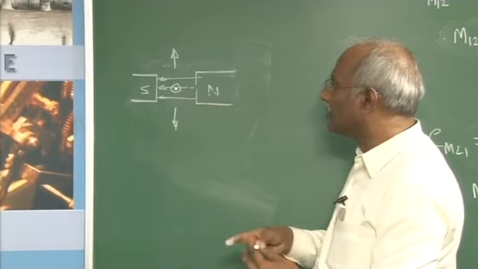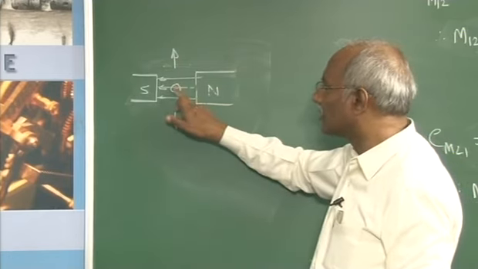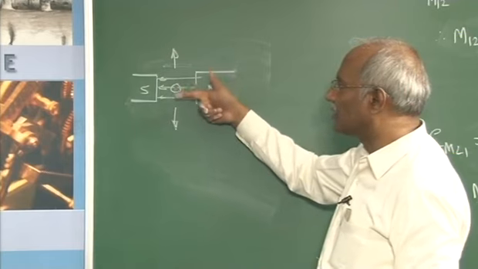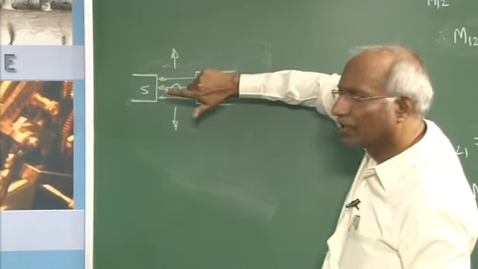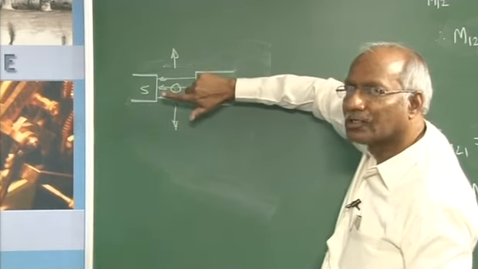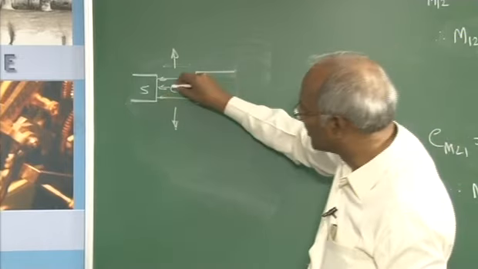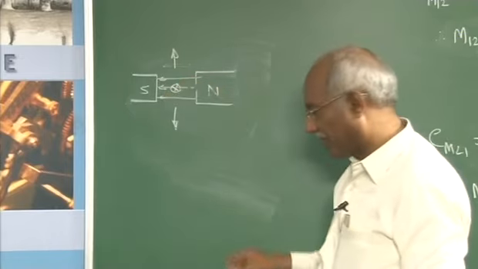On the other hand, if it is moving downward, what will be the direction of the induced EMF? The flux is this way, the conductor is moving downwards, therefore the induced EMF is in the opposite direction, or it is into the plane of the paper, and that is represented by a cross.